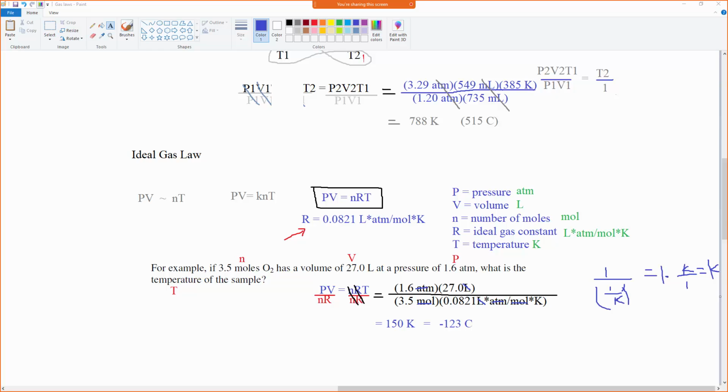Okay, let's look at our worksheet here. If I have 18 grams of oxygen at a temperature of 350 K and 550 millimeters of mercury, what is the volume?